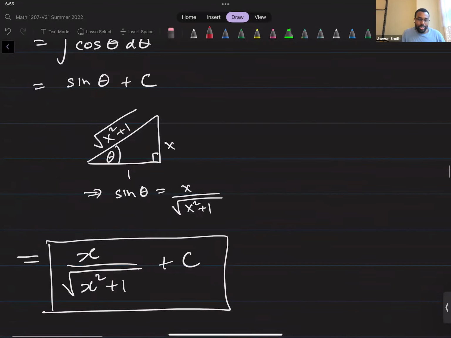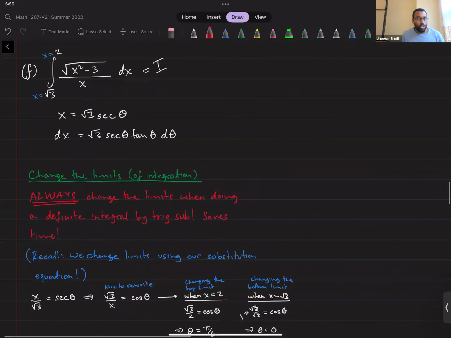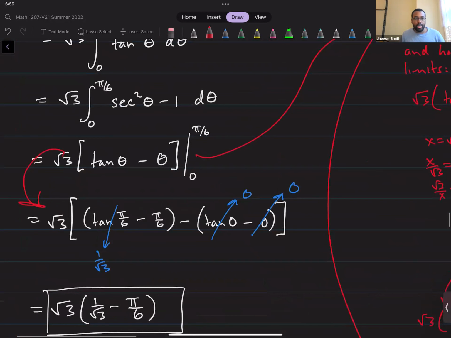Like, you have the answer in theta, you need it in x. Okay, I have to go through this. But if there are limits on your integral, you don't have to go through it. You just change all the limits to thetas. Once you get the answer in thetas, you can plug in the numbers right away. There's no need to go and figure out from the triangle what these functions should be in terms of x, so I can plug in the x numbers.